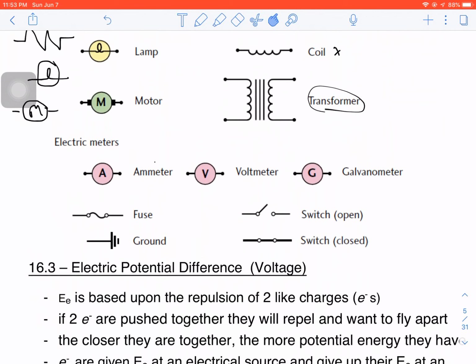Some of our devices for doing measurements are an ammeter, which measures how fast electrons are moving in amps. Something called a voltmeter, which measures the voltage of electrons. In other words, how much energy are they carrying? We're not going to use a galvanometer. And then we also have a few more things.